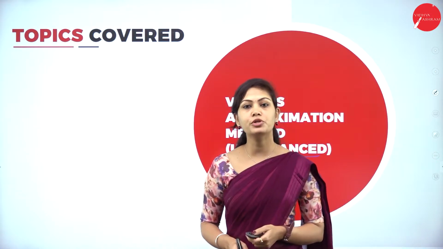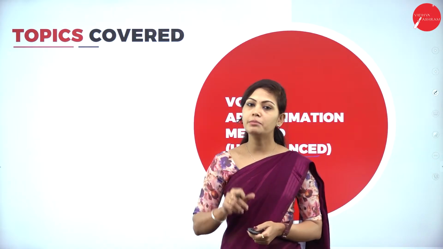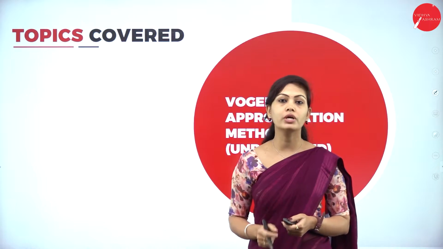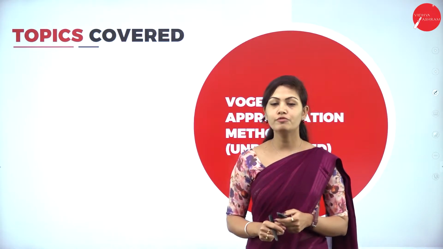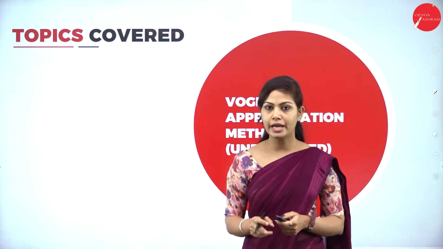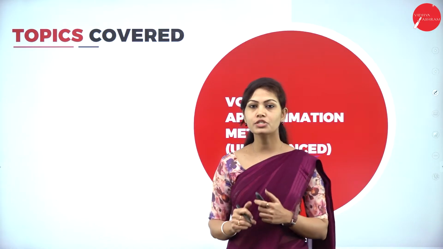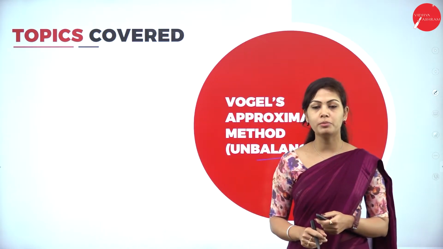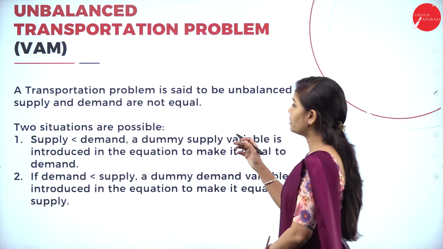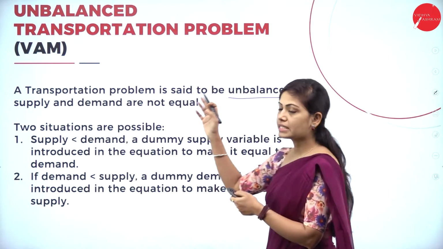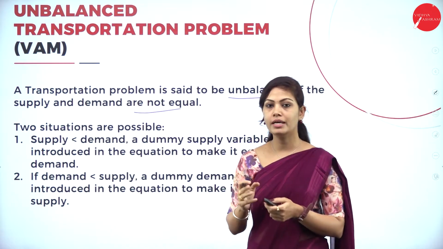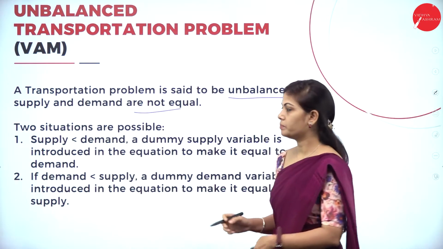So usually in transportation problem, we find the minimum transportation cost using northwest corner method, least cost method and Vogel's approximation method. The best method for finding the transportation cost is Vogel's approximation method. So already I have discussed the balanced problem. So today I will explain the unbalanced problem on Vogel's approximation method. Let's get started now. A transportation problem is said to be unbalanced if the supply and demand are not equal. If your supply and demand are not equal, we call it an unbalanced problem.